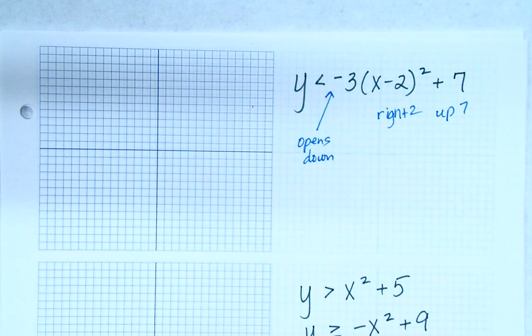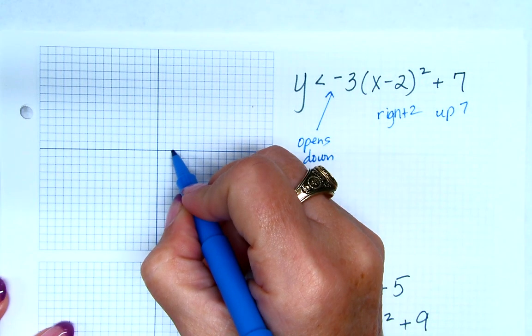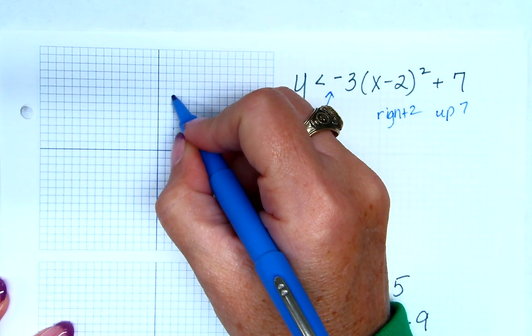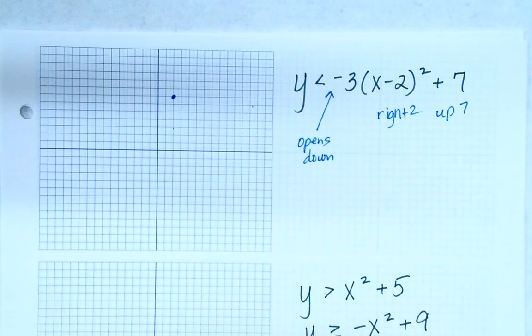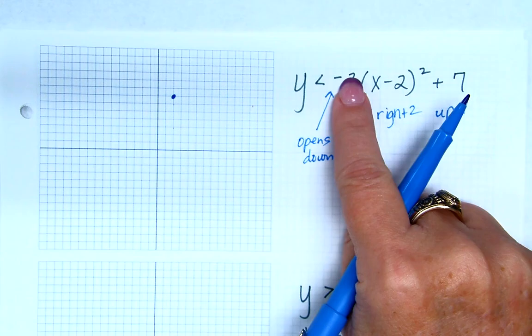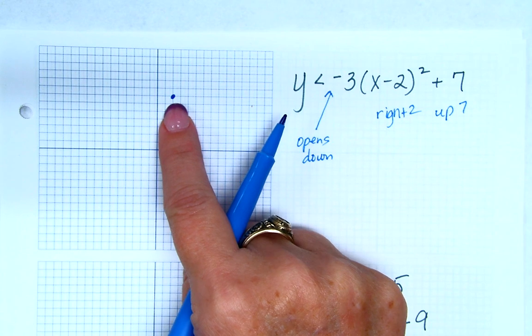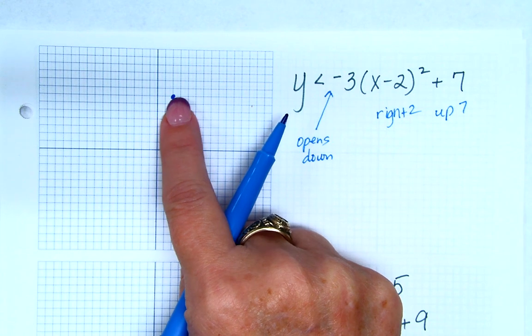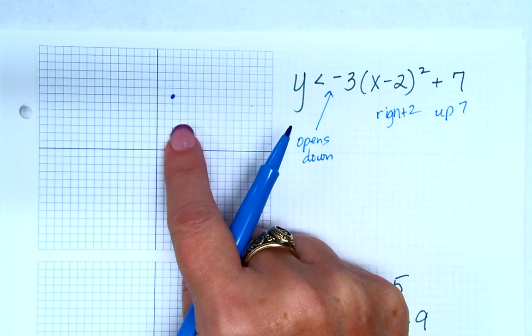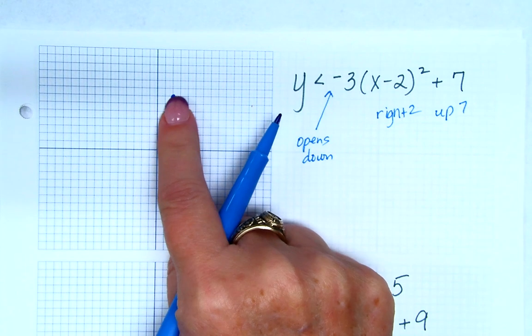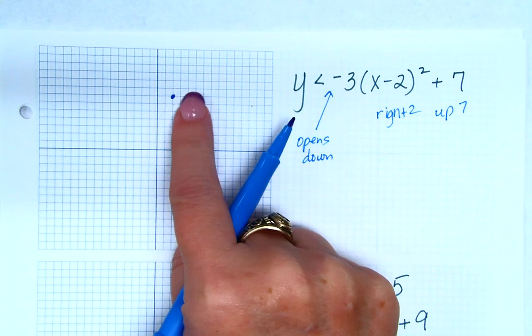So, first of all, let's find the vertex. Okay? Right 2, 1, 2, up 7. 1, 2, 3, 4, 5, 6, 7. So that's my vertex. Now, I know it opens down, right? Now, if this 3 wasn't here, I could go over 1, down 1. Over 2, down 4, and over 3, down 9, right? Because 1 squared is 1, 2 squared is 4, 3 squared is 9.